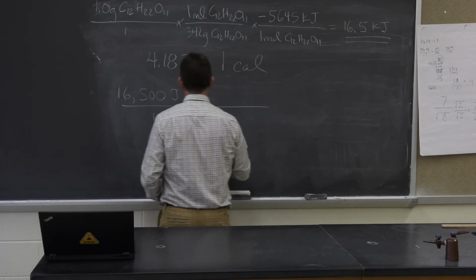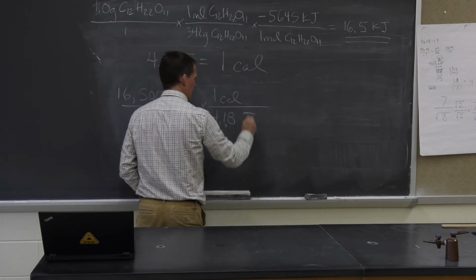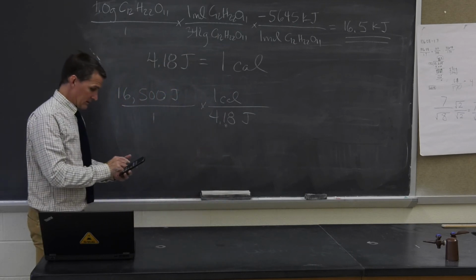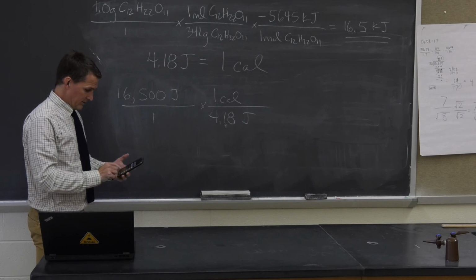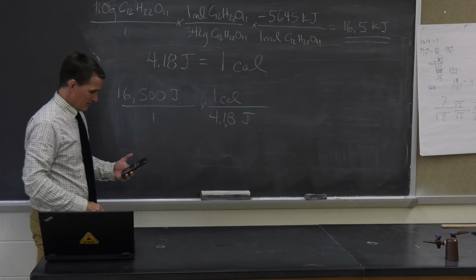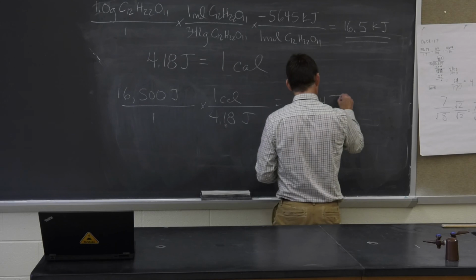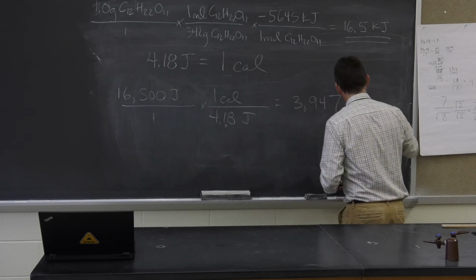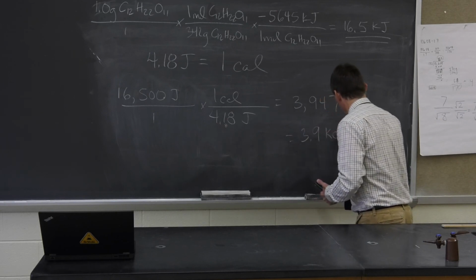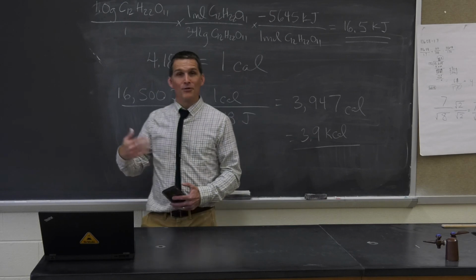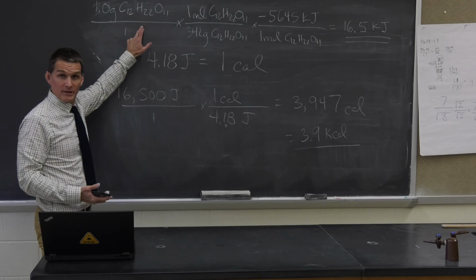And then, to convert this to calories, I'm going to put 4.18 joules is equal to 1 little c calorie. So I'm going to take my 16,500, and we're going to divide that by 4.18. And I get 3,947 little c calories, which is 3.9 kilocalories, or roughly 4 food calories in the burning of 1 gram of our carbohydrate, sucrose.